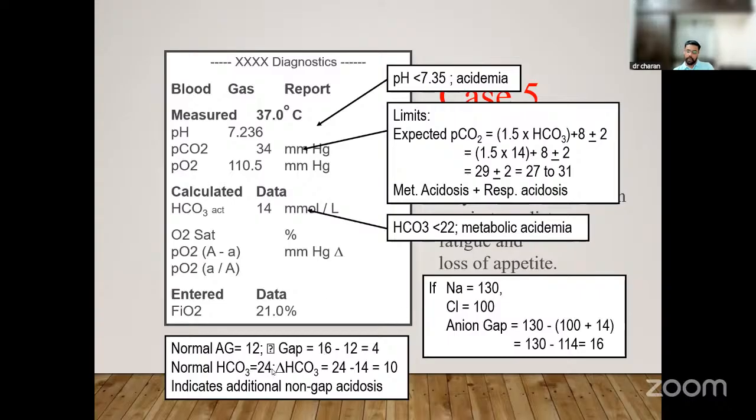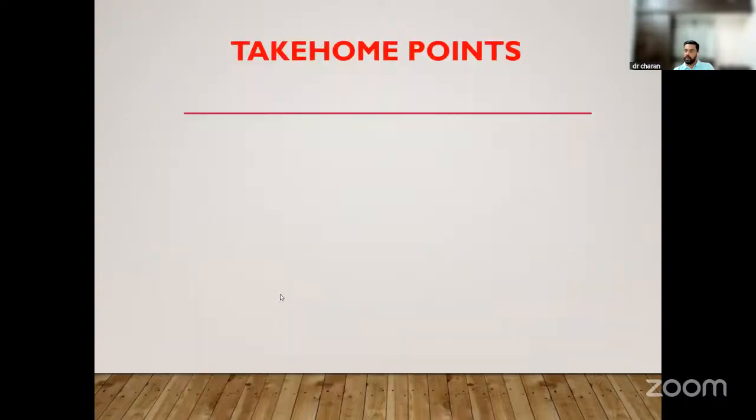If you want to check the bicarb, the difference in bicarb is 24 minus 14, that is 10. Whereas the difference in anion gap is 16 minus 12, that is 4. So the anion gap difference is less than the bicarb difference, so there can be an additional non-anion gap acidosis as well. So this much information you can get from a single ABG. Again, start treating the patient. Doing ABG alone is not enough.